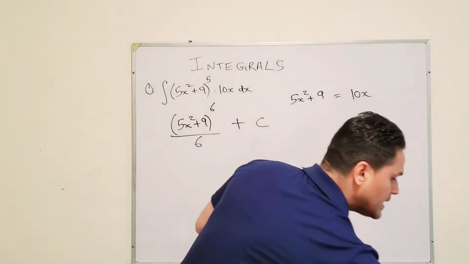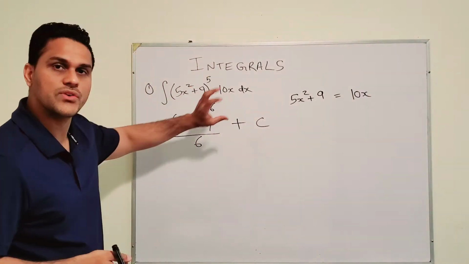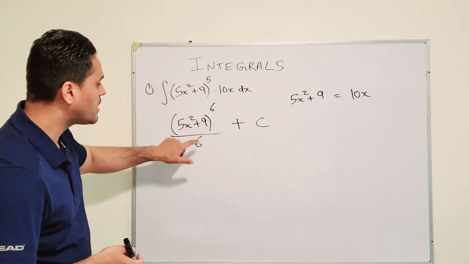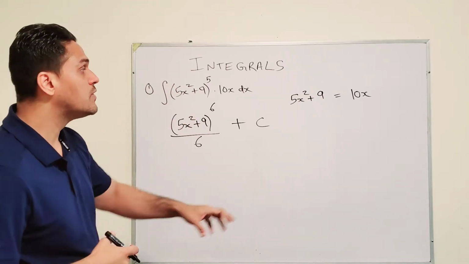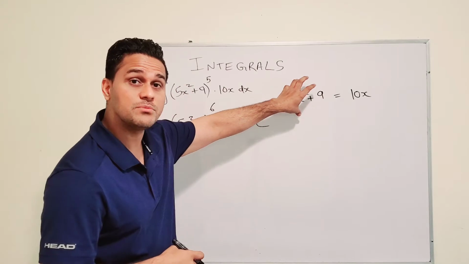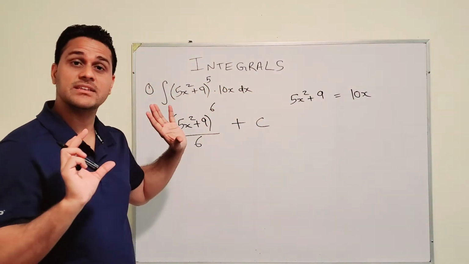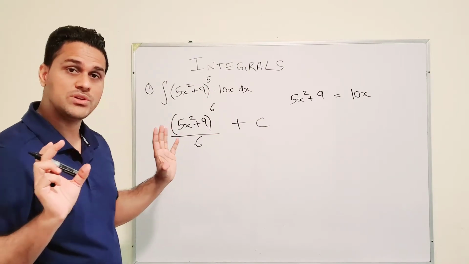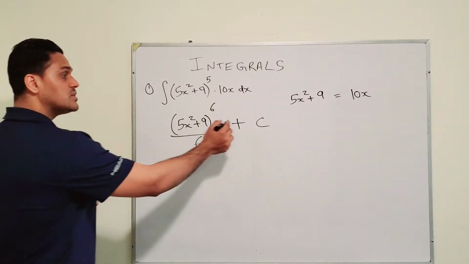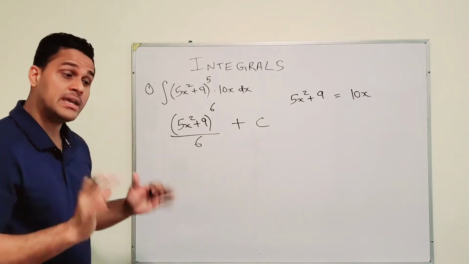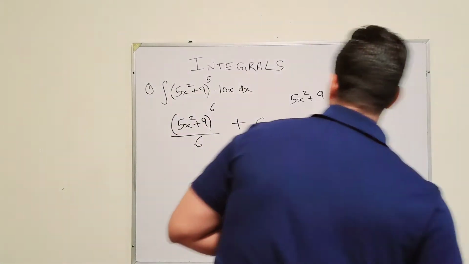anytime you get a question like this, you're going to take your main term, add 1 to the exponent, divide by that, and ask yourself, what's the derivative of the inside of the main term going to be? Well, that's 10x. We already had 10x in the question, so we're good for that. We don't need to do anything else. You're just going to add c, and you're going to be done with your answer. Let's do a couple more examples.